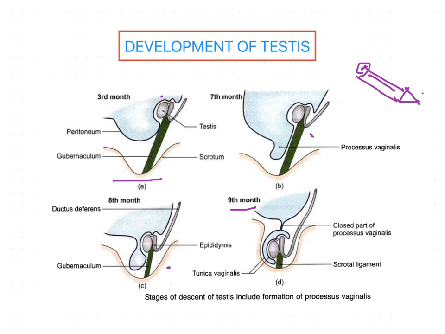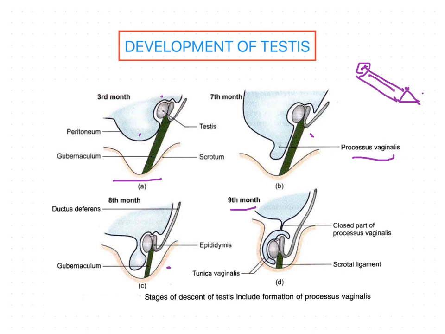And also, an extension of the peritoneal cavity called the processus vaginalis. So here you can see the peritoneum in the 3rd month. Here in the 7th month it is also descending along with this testis, called the processus vaginalis. Okay, this extension of the peritoneal cavity called the processus vaginalis precedes the descent of the testis into the scrotum, into which the testis invaginates. So first this one is going to descend.